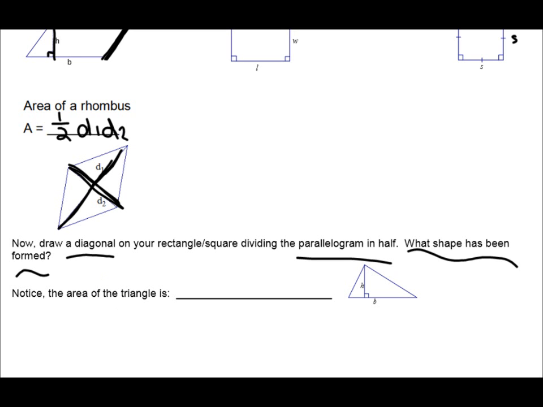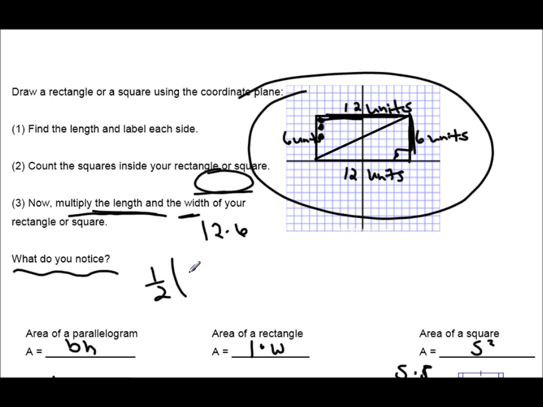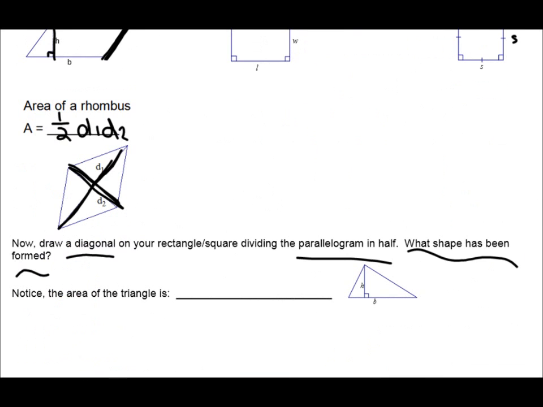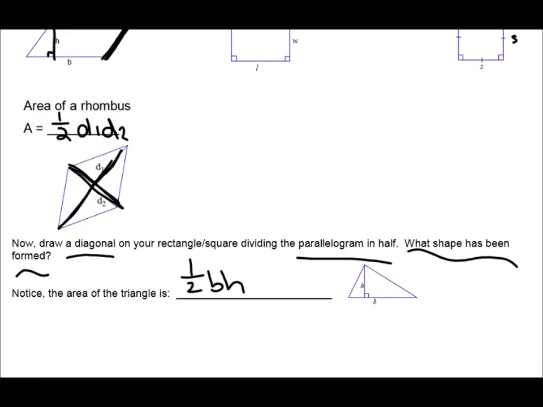Notice the area of your triangle up here is going to be half of your original area of your rectangle. So for me, it's half of 72, or half of the base times the height, which will give me the area formula for a triangle. So here are the formulas that you're going to need to know for this unit. And now on the next page, we're going to apply them.